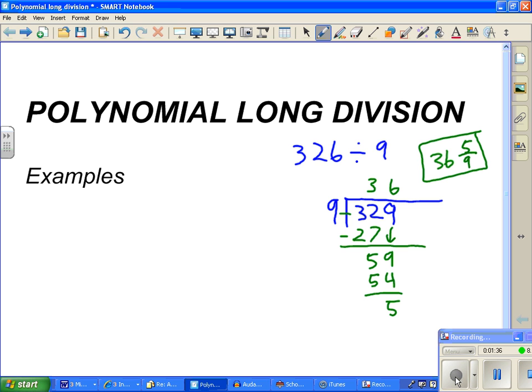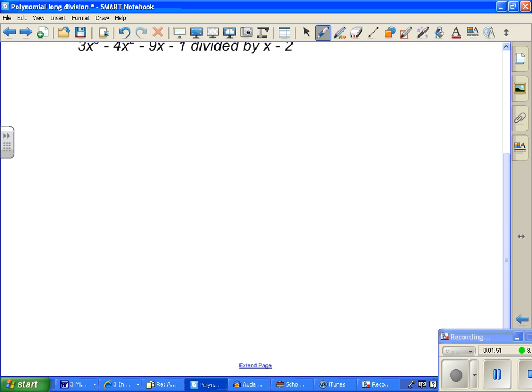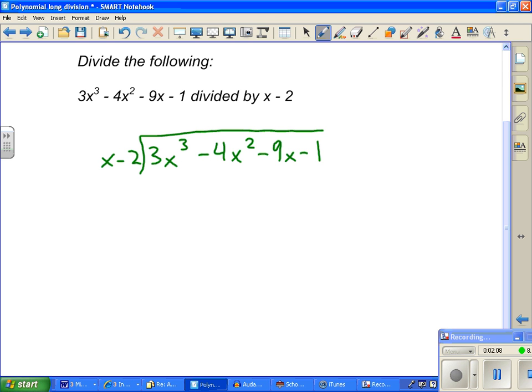Well, now we're going to do it with polynomials, and it's a lot the same process. So let's go ahead and take a look at things. They want us to divide 3x cubed minus 4x squared minus 9x minus 1 by x minus 2. Okay, well, here we go. We're going to write it out the same way we would a normal division problem. Now here's how you do this.